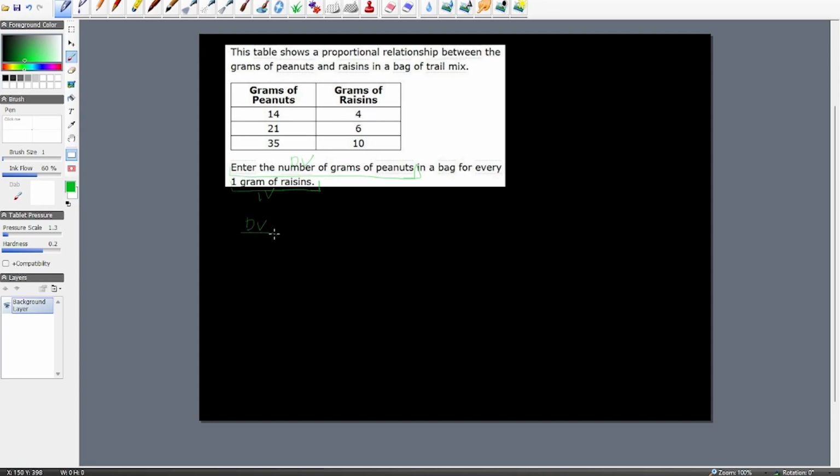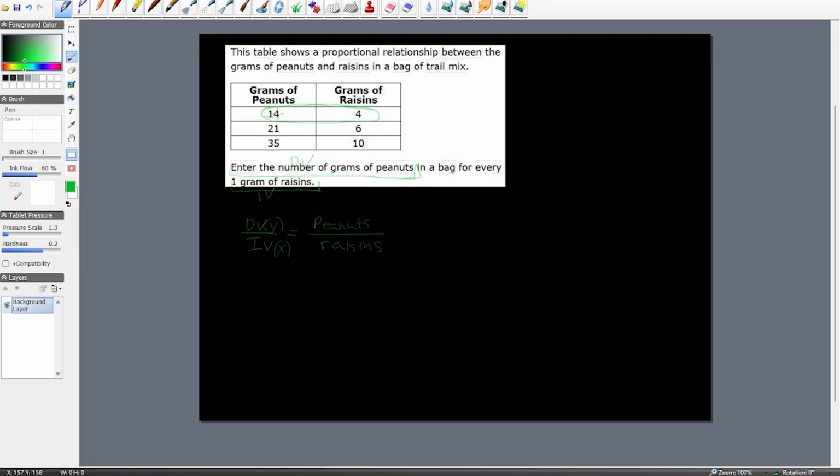And I'm going to take a moment and just define the units that we're going to be using and make sure I keep with this order. So our DV, that's the grams of peanuts. And our IV is going to be the grams of raisins. And I can just choose any of these amounts. Because there's going to be a proportional relationship, I can just choose any amount that's easy for me. So I'm going to go with this first pair here.